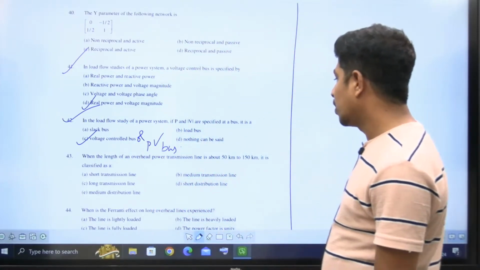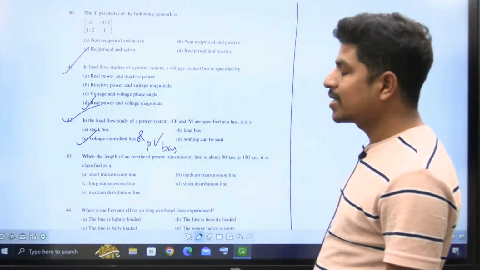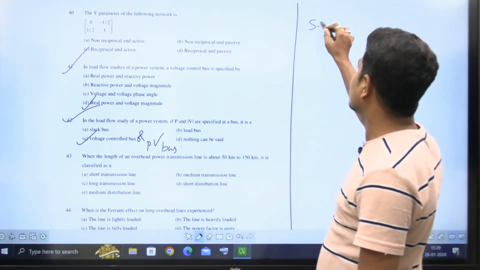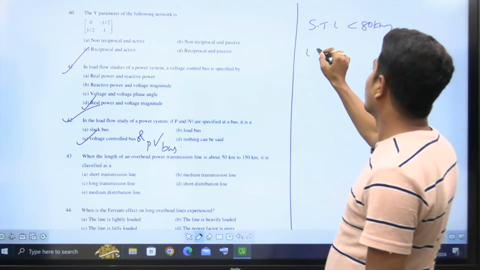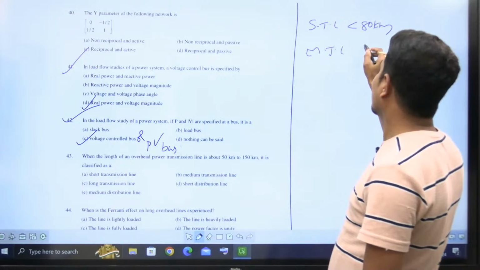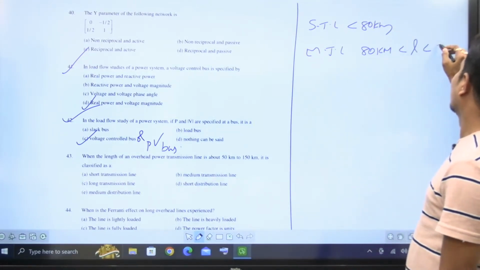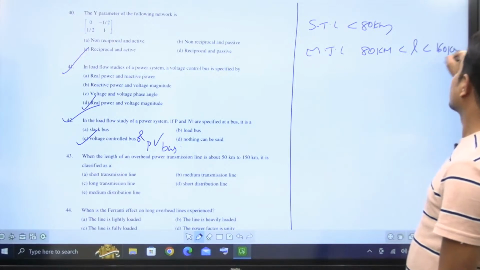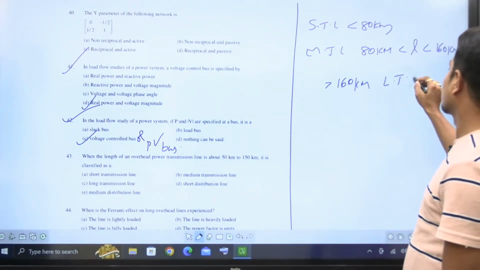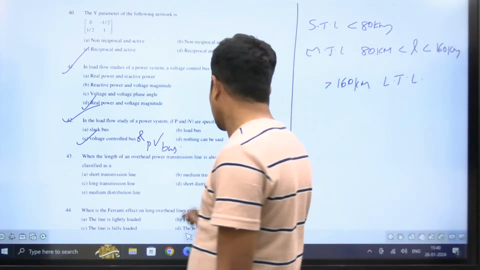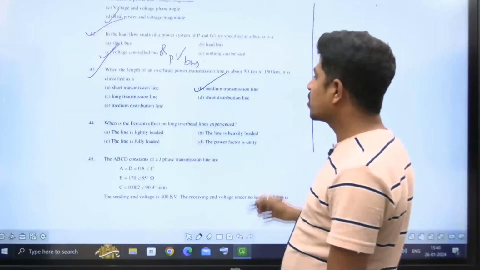When the length of an overhead power transmission line is about 50 km to 150 km, it is classified as what? A short transmission line is less than 80 kilometers. A medium transmission line is greater than 80 kilometers but less than 160 kilometers. Greater than 160 kilometers, it is a long transmission line. So it comes under a medium transmission line, right?